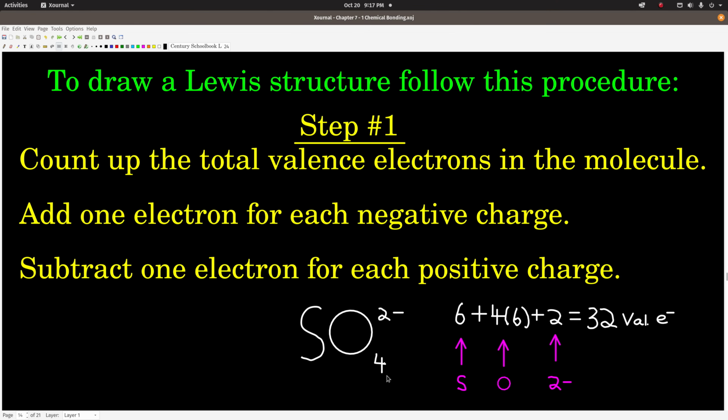So sulfate is SO4 2-, so step 1 says count up the valence electrons. Sulfur has 6 valence electrons. There's 4 oxygens, so 4 times 6 valence electrons for each oxygen, plus the 2 negatives says we have to add 2 more, so we get 32 valence electrons. Again, guys, I really can't emphasize how important it is to get this step right. If you get this wrong, it's never going to work out.